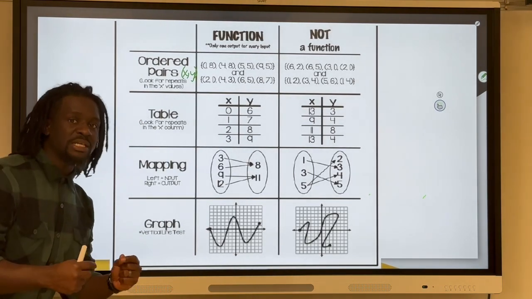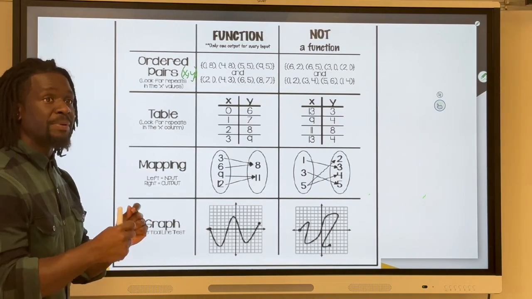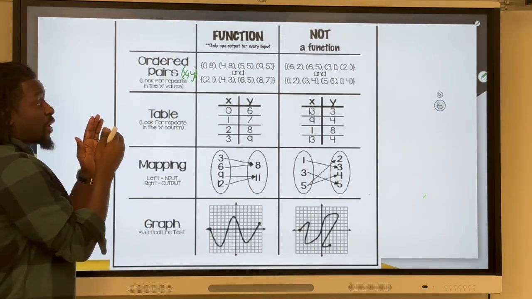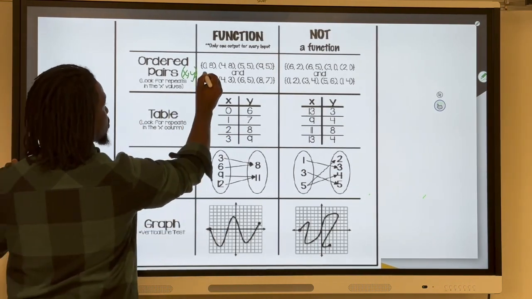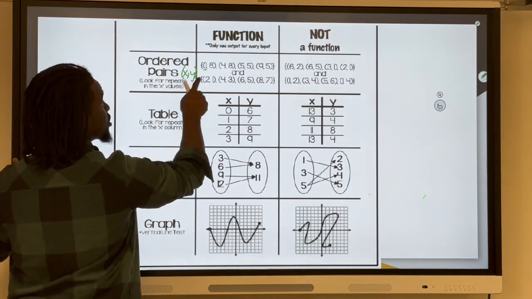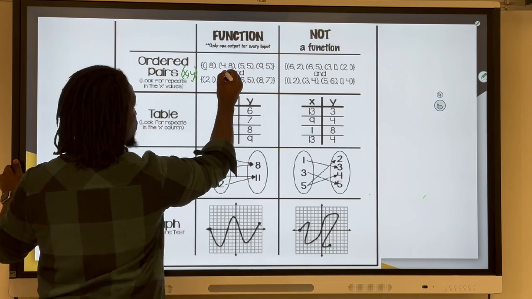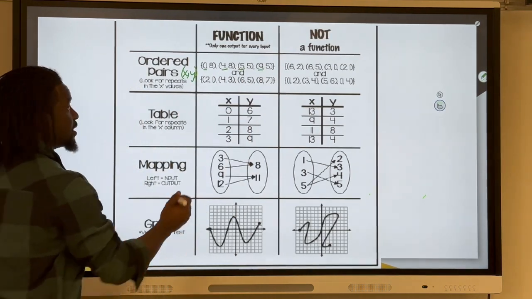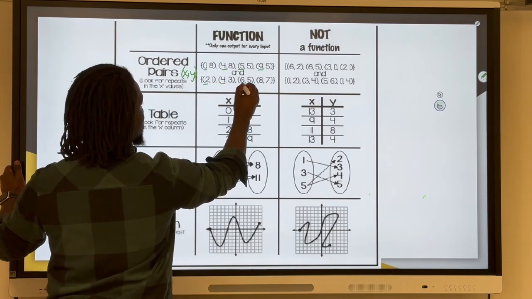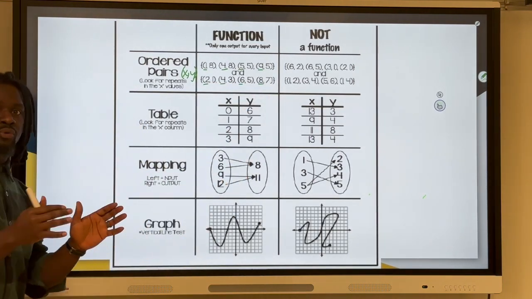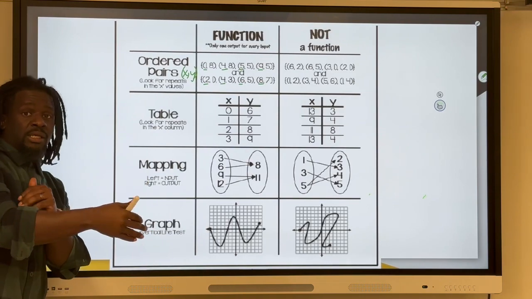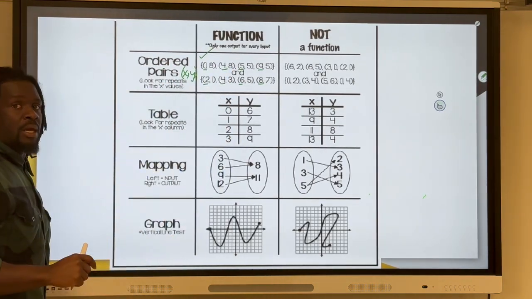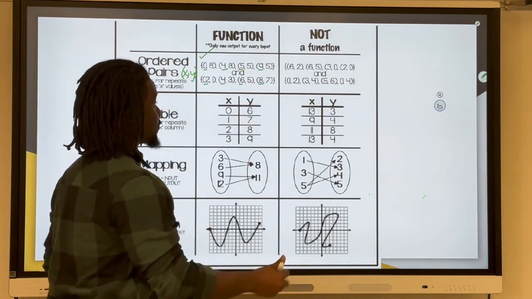Again, in order for it to be a function, for every X there can only be one Y. In other words, the X's can't repeat. So you've got 1, 4, 5, 9. Those don't repeat. You've got 2, 4, 6, 8. None of those X's repeat, so that is a function.